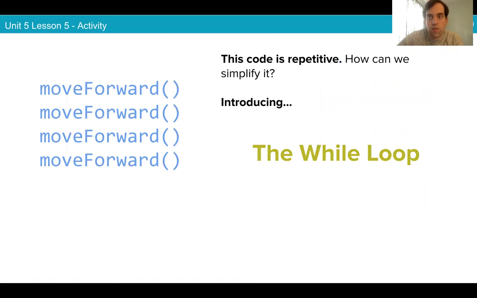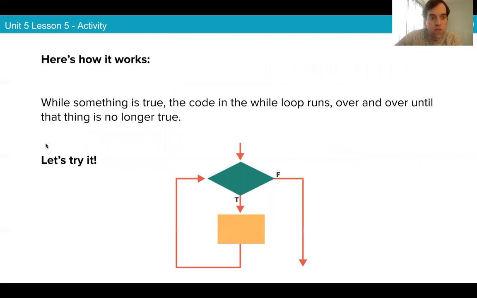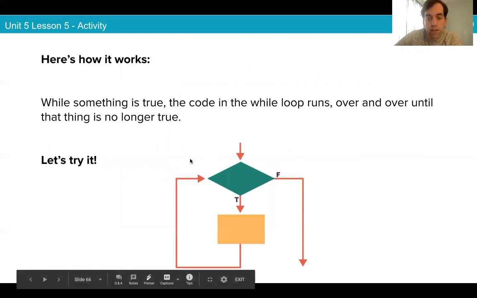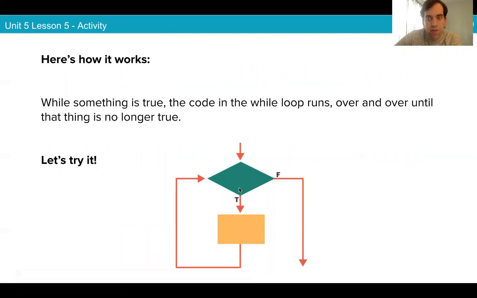This code is repetitive, so how can we simplify it? We can use something called the while loop. We're going to learn about 2 different types of loops today, and the first one is the while loop. So the while loop works like this. While something is true, the code in the while loop runs over and over until that thing is no longer true. Here's a very, very simple diagram of what we're talking about here.